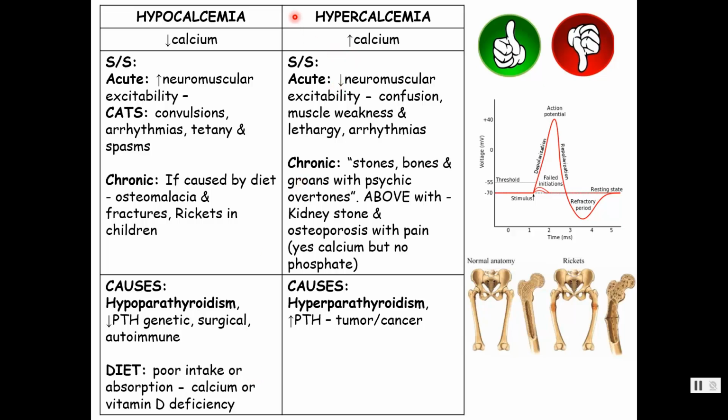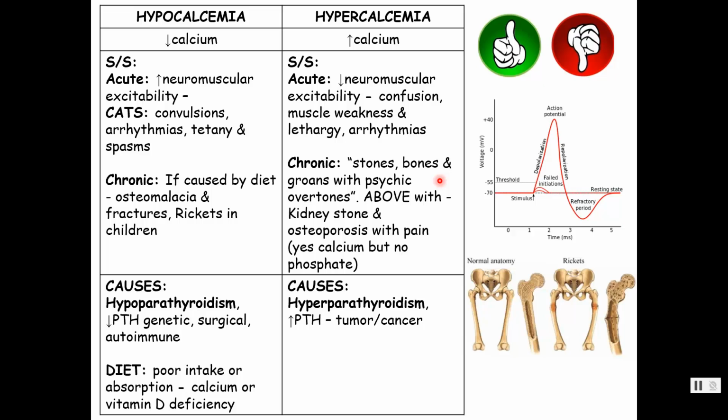So let's pop up over here. Now we're looking at the other end of the spectrum. Hyper means inflated or high. Calcemia, calcium in the blood. If this is high, that means neuromuscular functioning is low. Confusion, you're going to have muscle weakness, lethargy, and then you're going to have some arrhythmias. So if calcium is high, neuromuscular functioning is low.